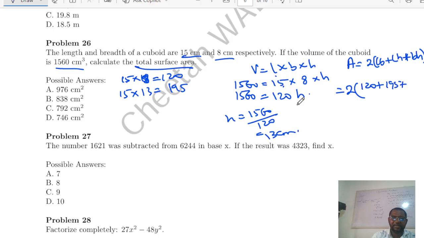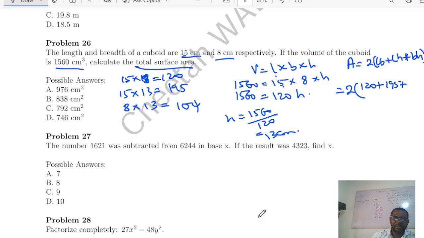Then plus breadth times height. Breadth is 8, height is 13. So 8 times 13 is going to be 104, right? 8 times 13 is 104. I hope we are all following, right?